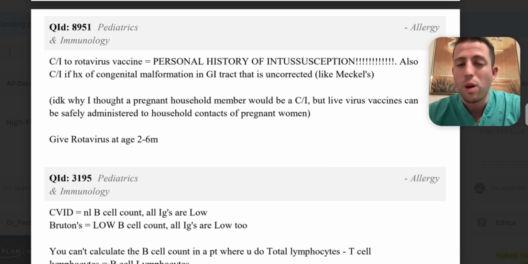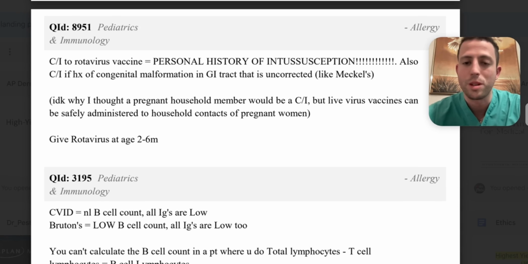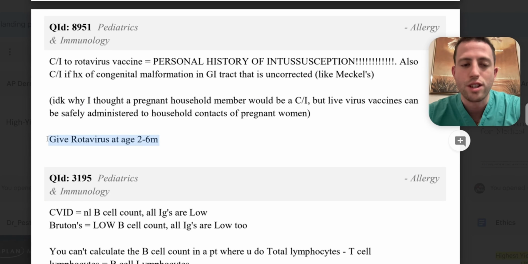So I don't know why, but whenever I got this question, I thought that a pregnant household member would be contraindicated, but live virus vaccines can be safely administered to household contacts of pregnant women. You have to know this. It shows up on Step 2 and Step 3. And so if you have a pregnant family member or pregnant sibling or pregnant wife, for example, in the house, you can still personally get a live vaccine. Make sure you remember that. And you want to give the rotavirus vaccine at age 2 to 6 months.